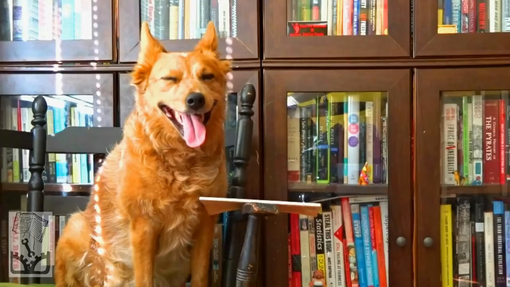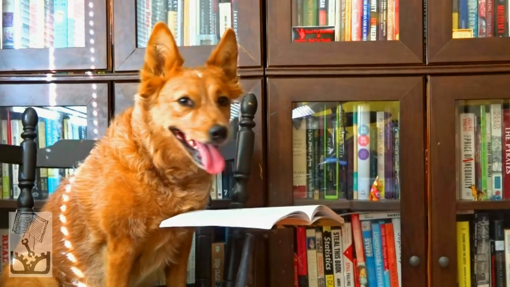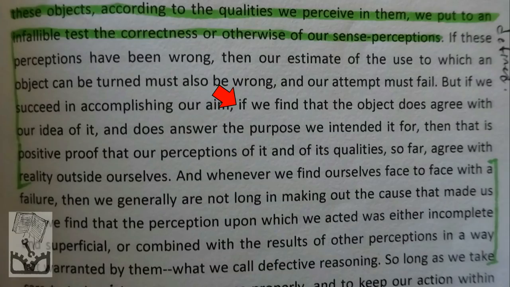Introduction. Right off the bat, Engels states, "This book defends what we call historical materialism." Engels then defines materialism itself, stating, "If we find that the object does agree with our idea of it, and does answer the purpose we intended it for, then that is positive proof that our perception of it and of its qualities so far agree with reality outside ourselves."